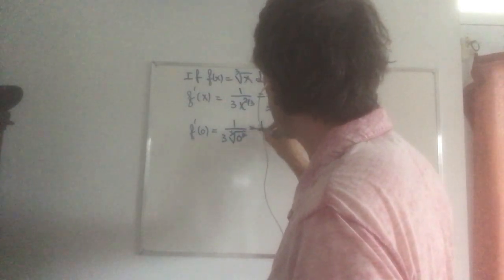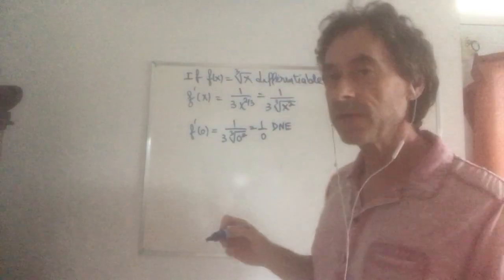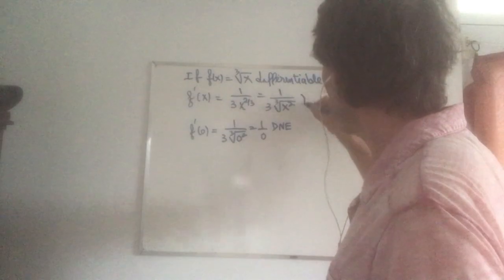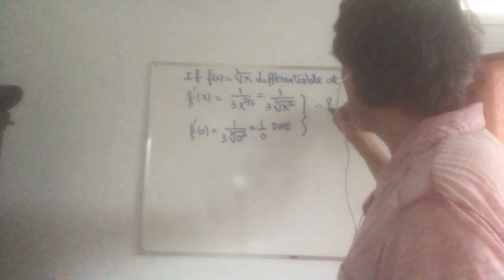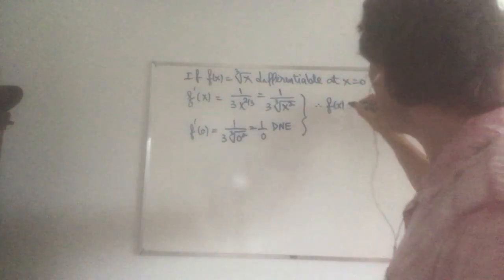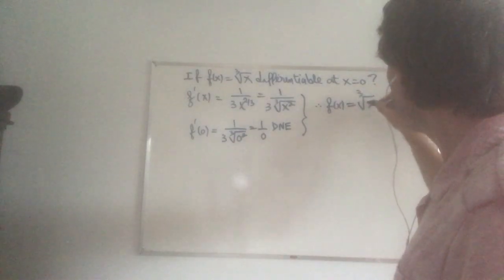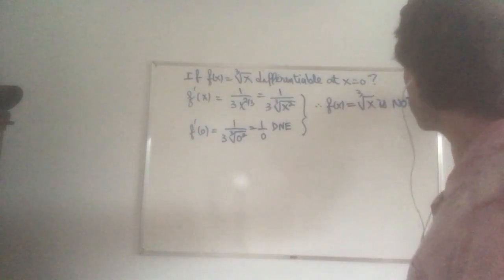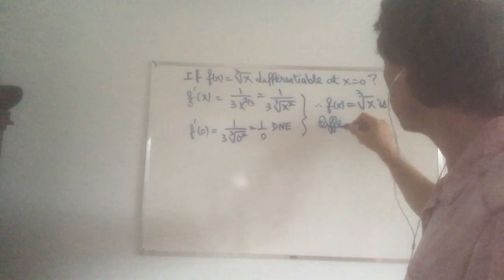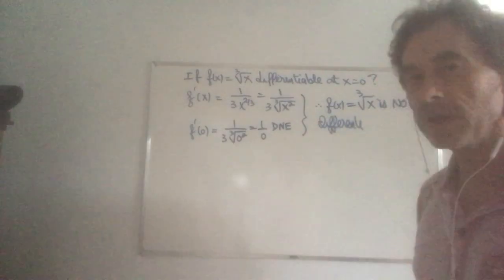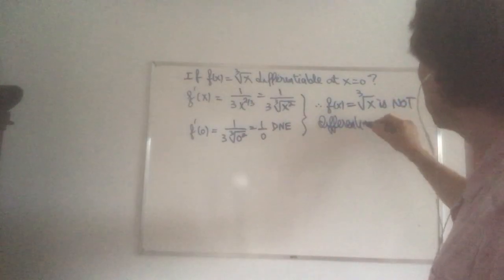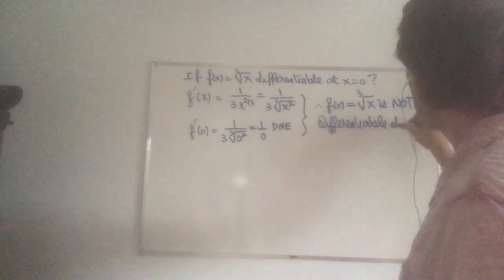Guess what? This is 1 over 0, DNE. So in other words, f of x, in this case the cube root of x, is not differentiable. That simply means its derivative does not exist. Differentiable at 0.